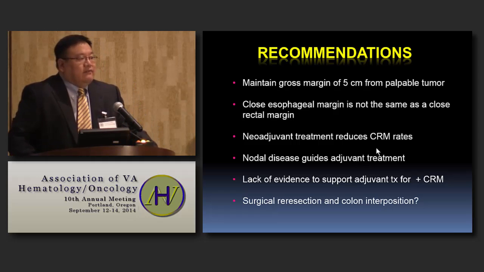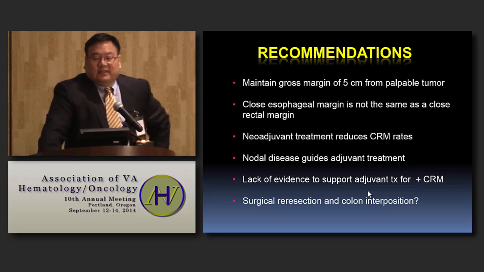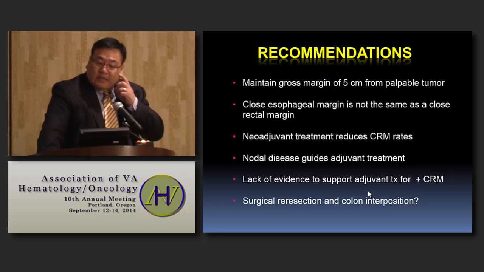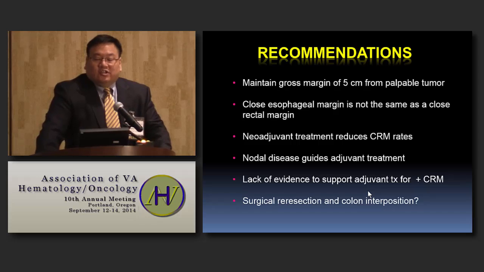So with this limited evidence that we have, I would conclude with the following, at least personal, recommendations. Surgeons should maintain a gross margin of at least 5 centimeters from the palpable tumor. The close esophageal margin is really not the same as the close rectal margin. Neoadjuvant treatment reduces margin rates. And nodal disease is probably the more important criterion that should guide adjuvant treatment decisions. There's really minimal evidence to support adjuvant treatment for circumferential margins.